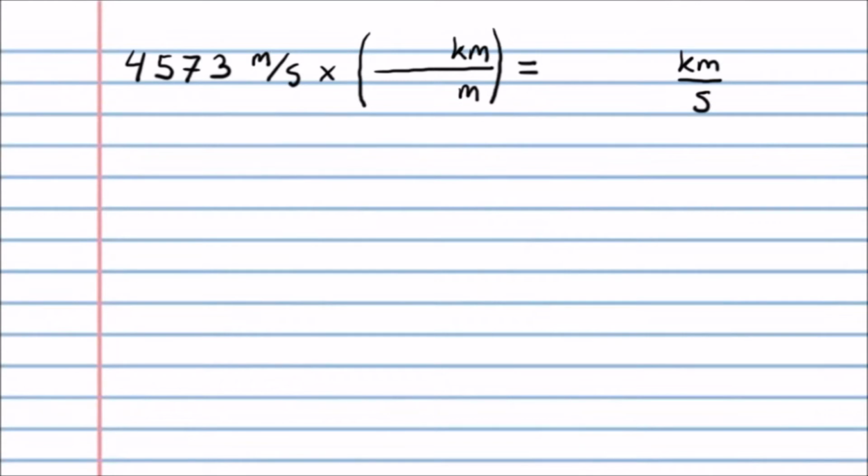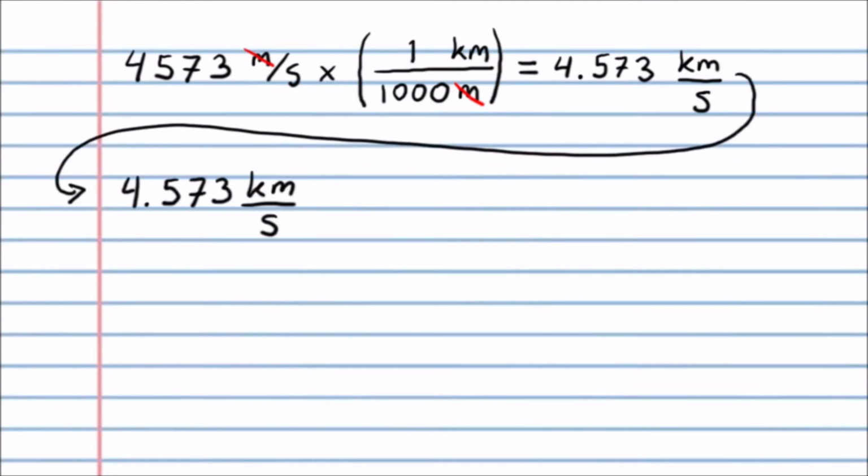Because by putting meters in the bottom, they should cancel out with the meters on the top in the original expression. So now we just need to fill in how many meters are in 1 kilometer. And that's 1,000. So 1,000 meters equals 1 kilometer. And now you can plug this into your calculator and see what the answer is supposed to be. And that's 4.573 kilometers per second. Of course, we're not done yet because we still want to convert seconds into hours. So I'll bring my value down here, and then we'll start assembling the conversion factors for that.